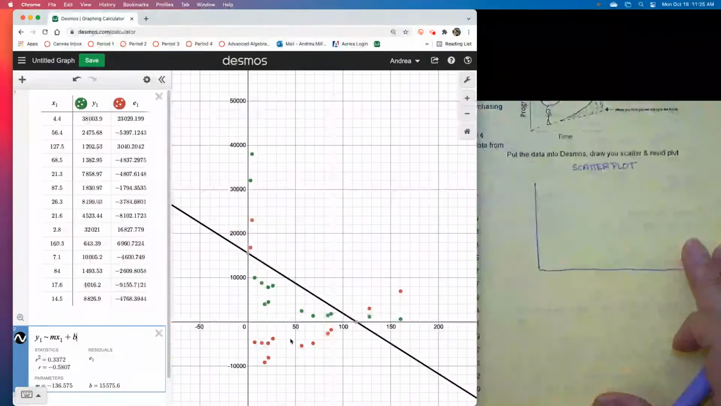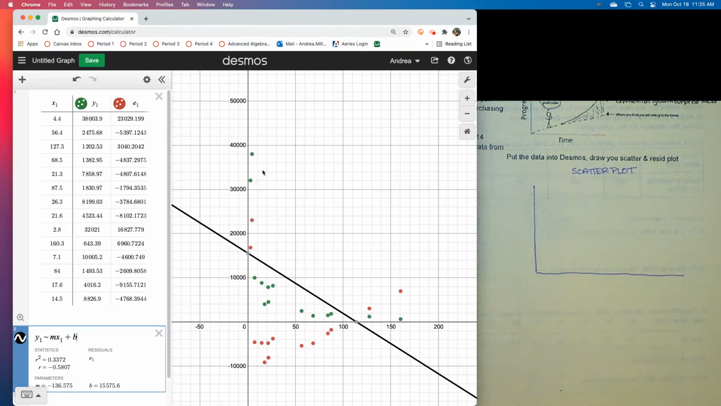Okay, and for our scatter plot on Desmos, so you can see your scatter plot better, you can actually turn off the residuals by clicking on the dot next to the E1 in your table. They're still there, they're just not turned on right now. So you can click this dot up here to turn them off. You can also click the dot on your line of best fit if you want to turn that off as well. Okay, so if we're just looking at our scatter plot here, we're just going to do a rough sketch.